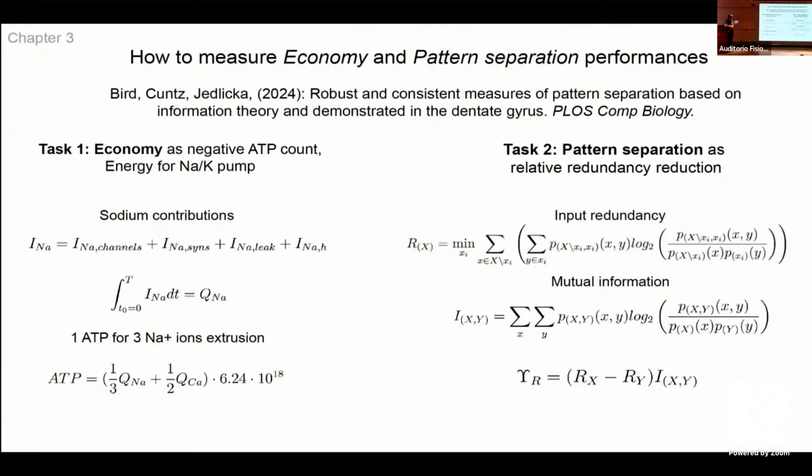Yes, and that's why it's here. Yeah, I'm sorry, it's a bit blurry. I didn't include it here because it's the same equations, but for calcium. So the contribution is here. But yes, you're right. It plays a role.